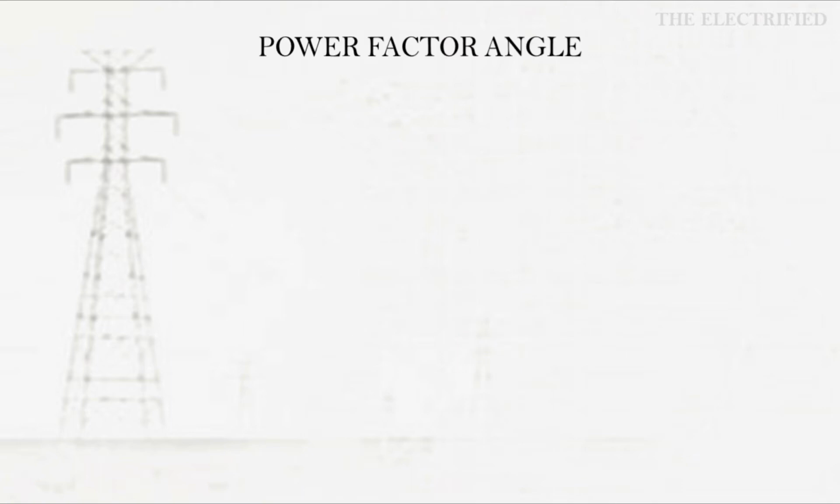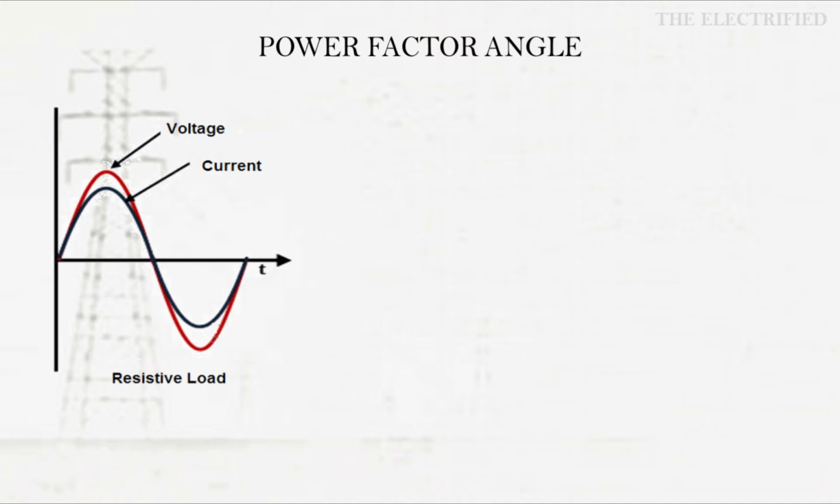Now, the power factor angle varies from load to load. For example, if the circuit is purely resistive, there will be no phase angle difference between voltage and current. So, voltage is in phase with current. So, there will be no power factor angle. So, we can say power factor angle is 0. So, power factor is unity.